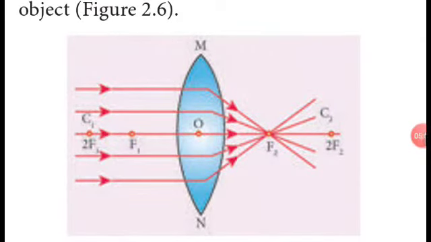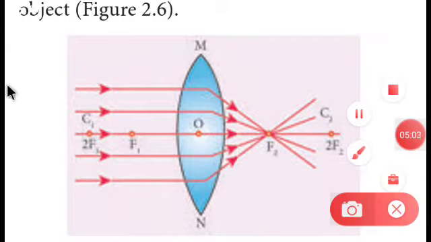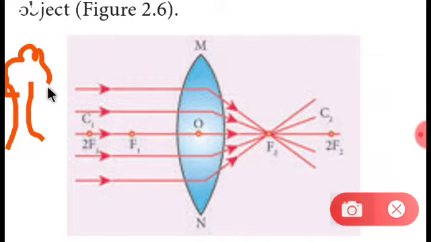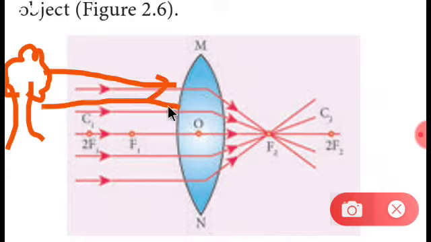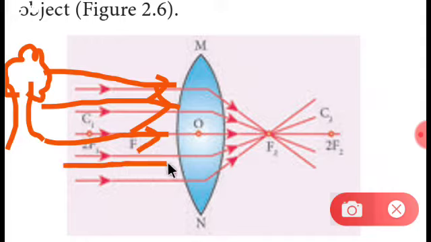Very simple. Just imagine a tree here. The tree is the object, and its incident rays are coming in this direction, which is parallel to the principal axis. It's a bit hard to draw in this. After these incident rays pass through the convex lens, the rays are going to be converged to the principal focus.